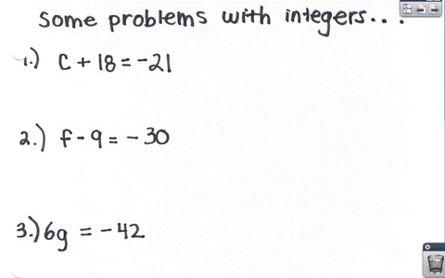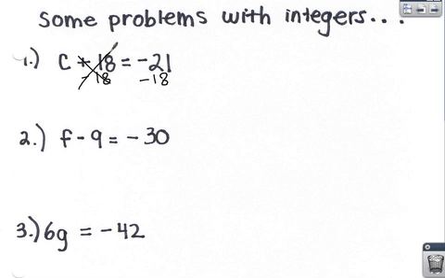And now for some problems with integers. Number 1, c plus 18 equals negative 21. Well, we need to isolate our c. Since we're adding 18 to c, the inverse would be to subtract 18. And whatever I do to one side of the equal sign, I have to do to the other side.